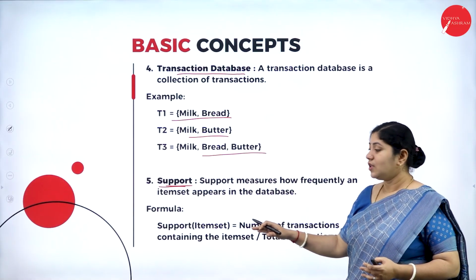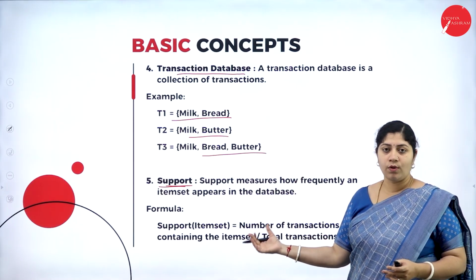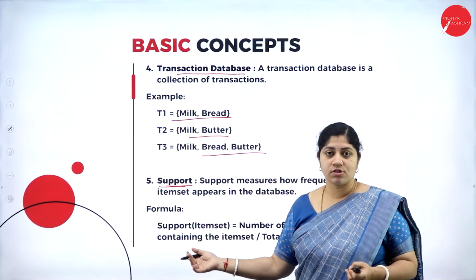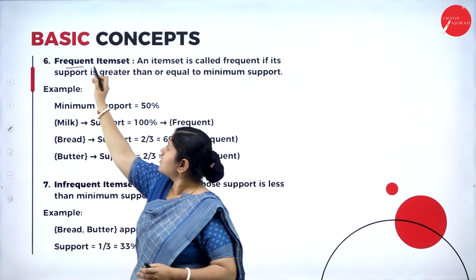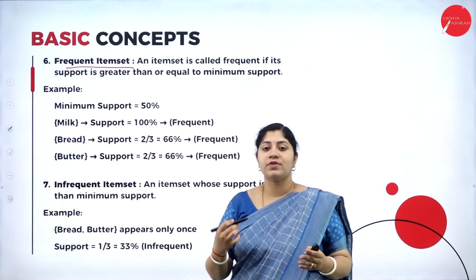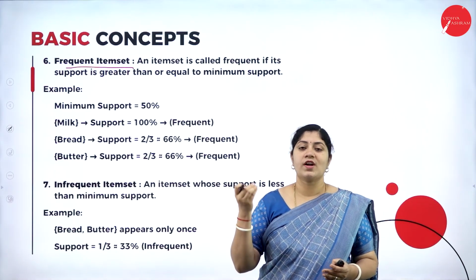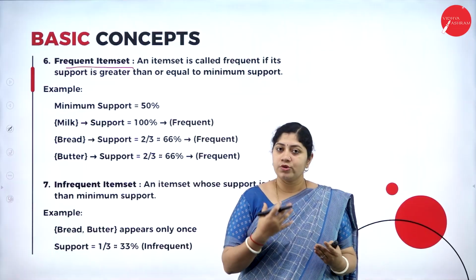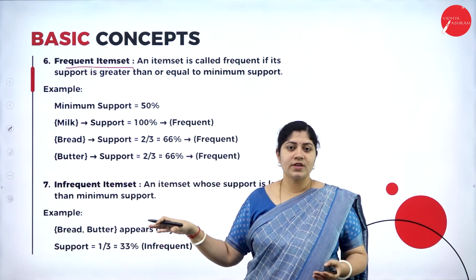So we can note here that it is the frequent appearance of an item set relative to the total number of items present in the database. So this is our next concept. The next concept is frequent item set and infrequent item set. Let's see the difference between frequent and infrequent. As a basic idea, we can understand it by reading the heading: frequent means mostly repeated patterns, and infrequent means very rarely repeated item sets.